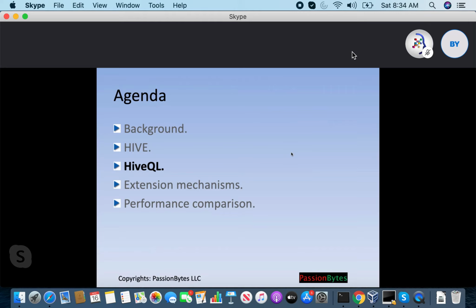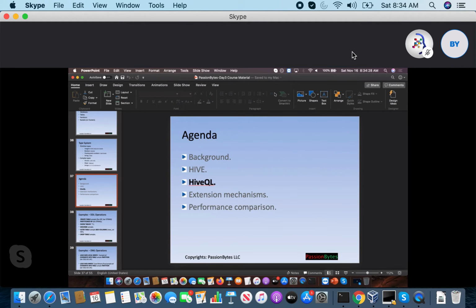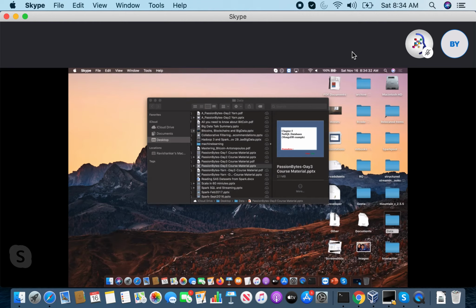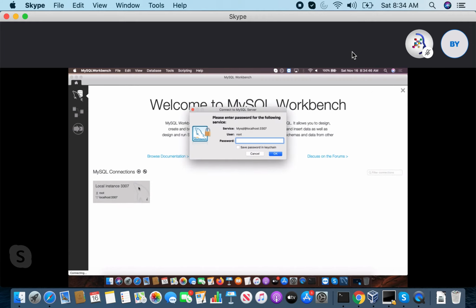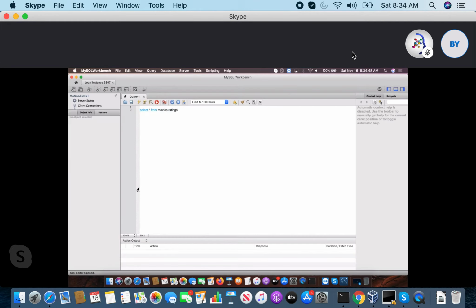Tell me, if I look at MySQL, you're all familiar with MySQL. I'm connecting to MySQL. This is my local MySQL installation, don't worry. I'm connecting with user ID and password. I got so many tables. So cards, games, all these are my tables.